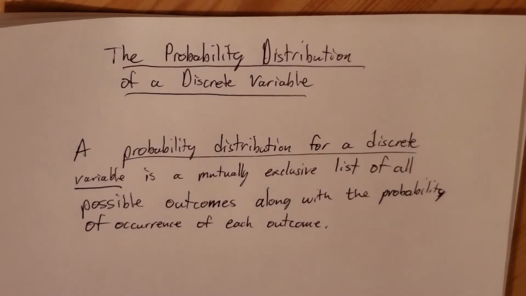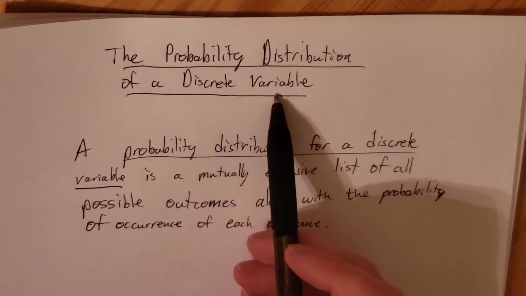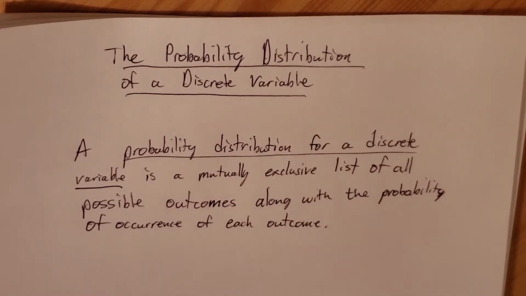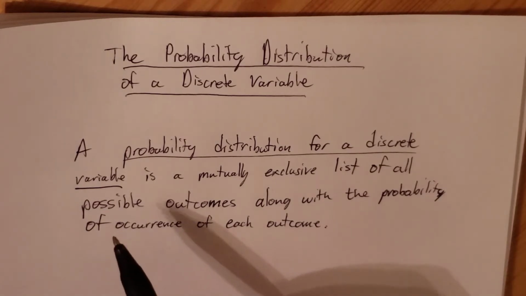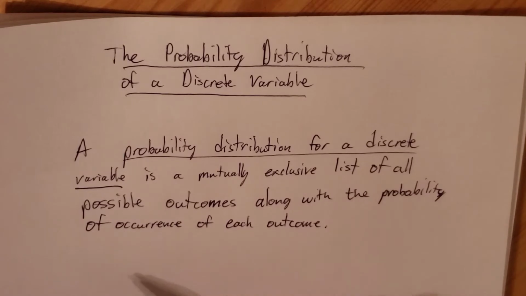In this video, we're going to talk about the probability distribution for a discrete variable. A reminder that a discrete variable is a numerical variable that represents a count. So usually that means our variables can take instances of integers here. And we'll see an example of that here in a few minutes.